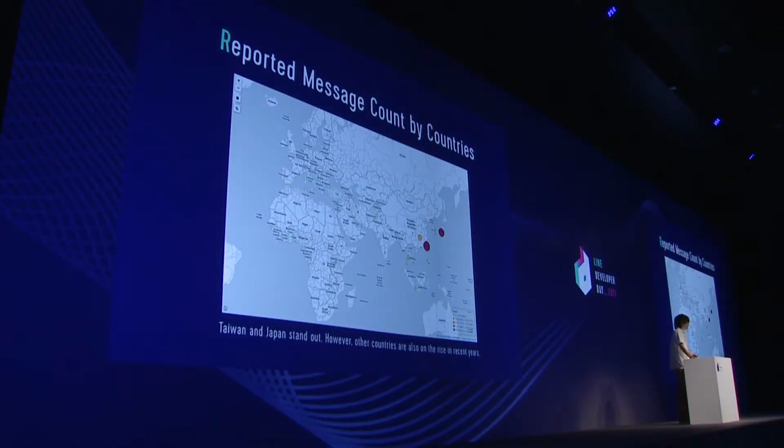In Line, there's a report feature, and if a user receives such messages, they can report it as spam. So we will compile these reported messages and analyze and confirm whether these are actual spams. If they're confirmed, these will be put into our database and utilized in future spam detection.